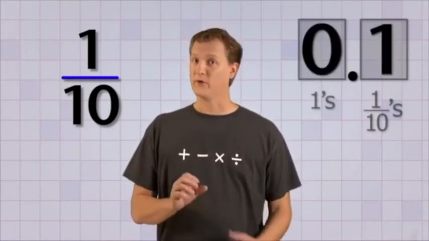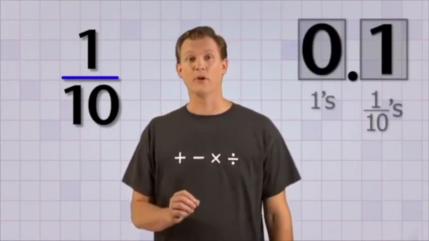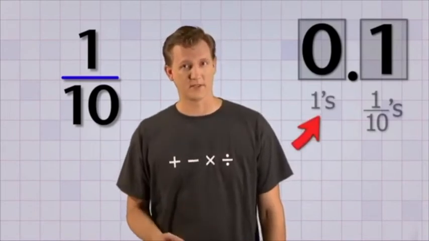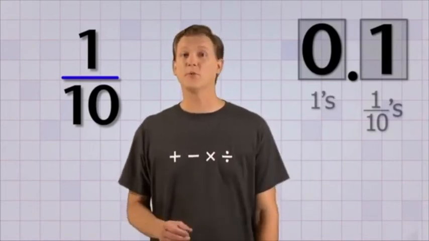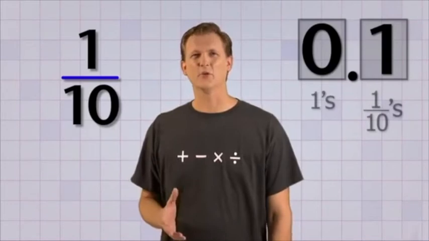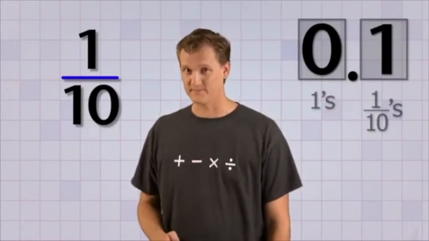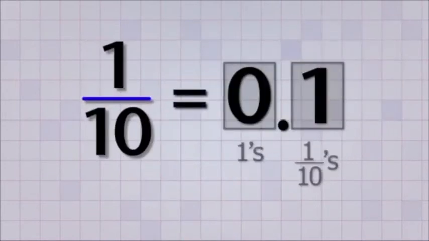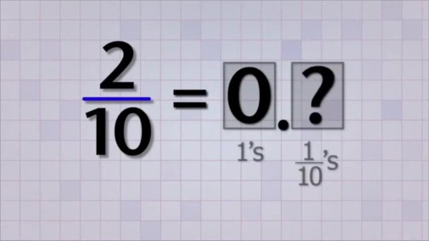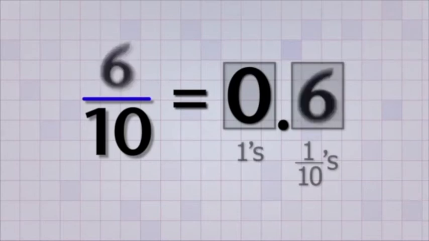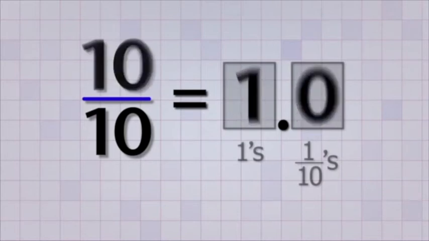0.1. Now when you write decimal numbers, it's important that you always include the ones place. But since we don't have any ones, we just put a 0 in that spot. The 0 makes the decimal point easier to see. Alright, so that's 1/10. But what if we have 2/10 instead? Well, all we have to do is change the digit in the tenths place to a 2. So 2/10 equals 0.2. In fact, we can keep counting tenths like this. 3/10, 4, 5, 6, 7, 8, 9, and finally 10/10.